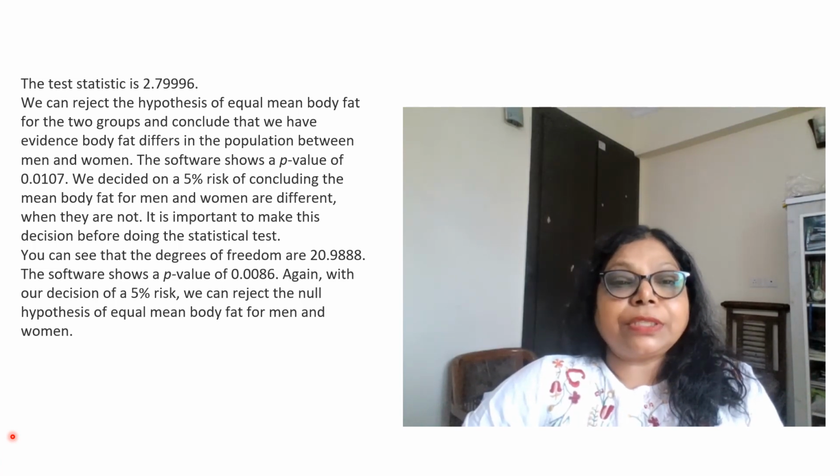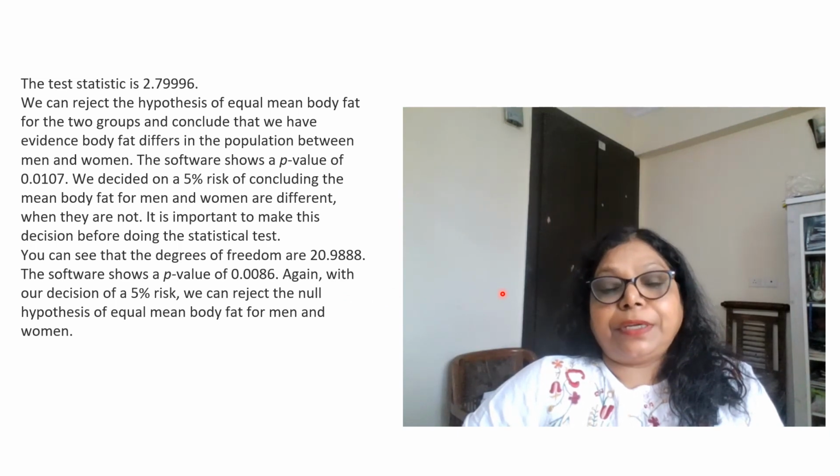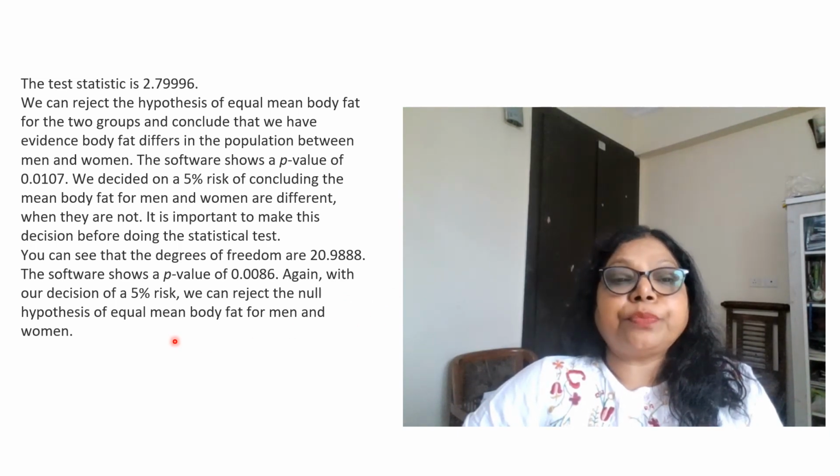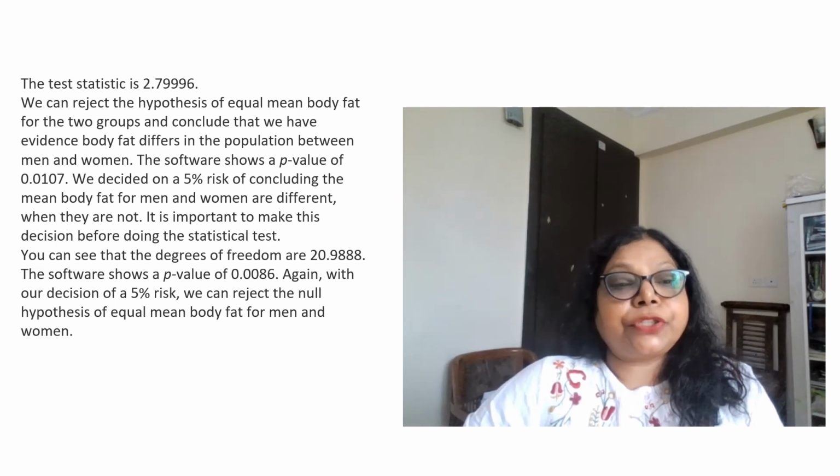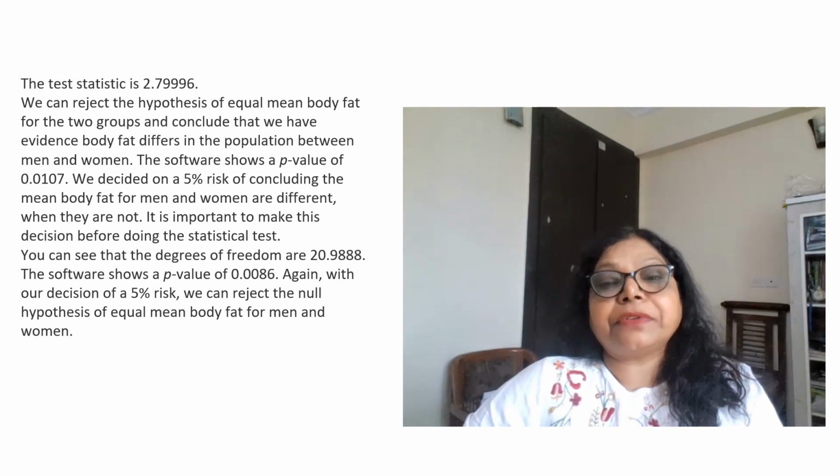Now, we can also see the result for the t-test that does not assume equal variances. This test does not use the pooled estimate of the standard deviation. As we mentioned above, this test has a complex formula for degrees of freedom. The degrees of freedom are 20.98. The software shows a p-value of 0.0086. Again, with our decision of 5% risk, we can reject the null hypothesis of equal mean body fat for men and women.